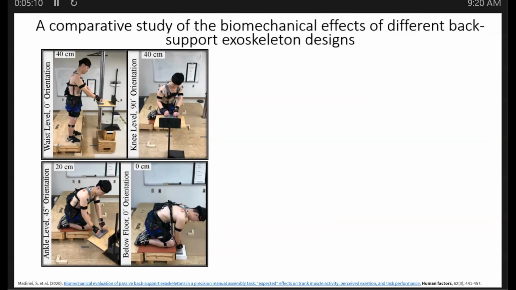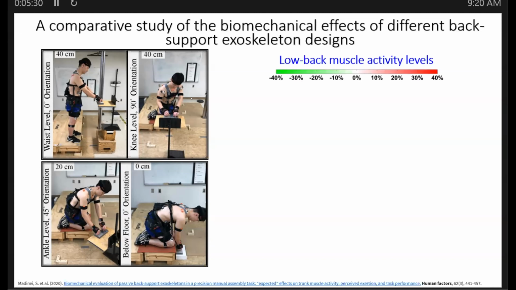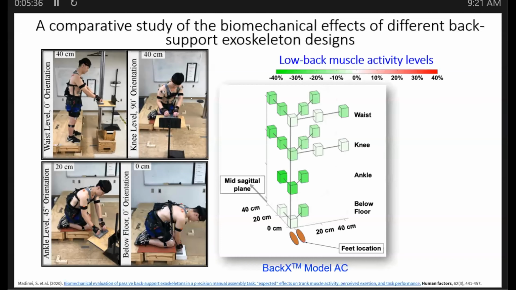So what did our participants do as they were wearing them? They were performing precision assembly tasks. They were doing them at different heights from the floor, at different distances from the body, and they were also doing it with their body orientation being either symmetric along the sagittal plane or as they had to twist their trunks more and more. And I want to show you a quick snapshot of what we found in terms of trunk extensor muscle activity levels.